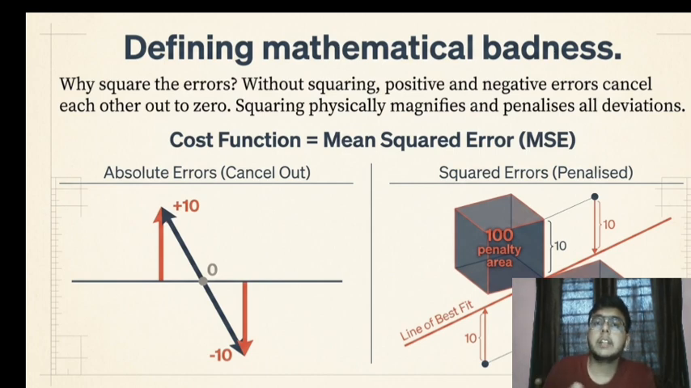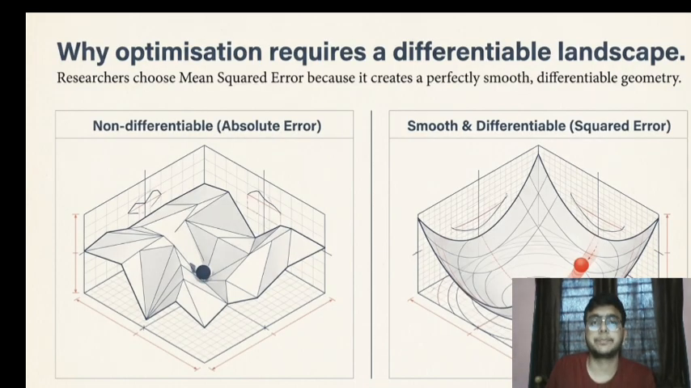Positive and negative errors: when you square them, the penalty area means you can see the plus 10 area and the minus 10 area, and the best fit line passes in between them. They don't cancel each other. So that is why we squared our error.